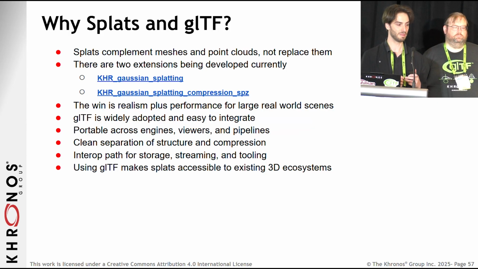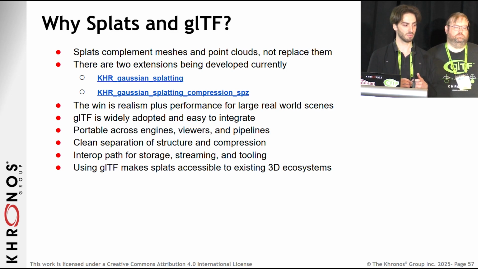Splats really complement meshes and point clouds. They don't replace them. It's something you can add on to get a really lifelike 3D representation of a space that will render in real time. There are currently 2 extensions being developed: KHR Gaussian splatting and KHR Gaussian splatting compression SPZ. There's been a ton of great work on both of these fronts, and since Gaussian splatting was first published in 2023, we've already cut a considerable amount of the file size, thanks in part to Niantic's SPZ.